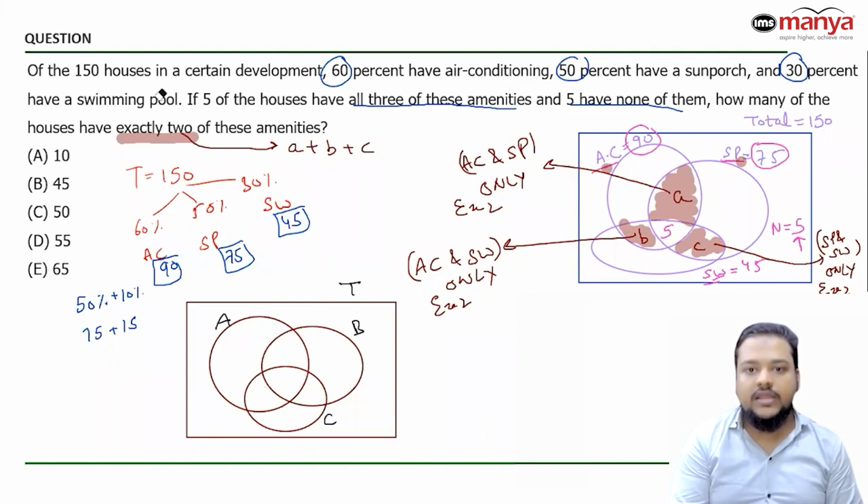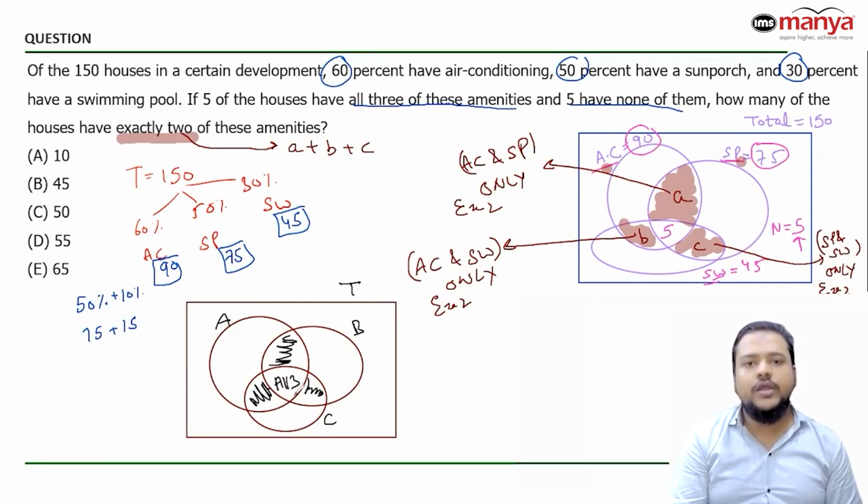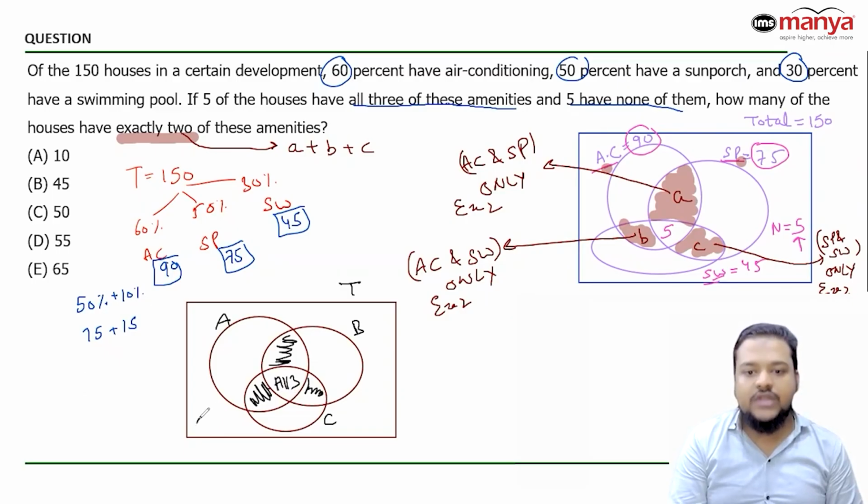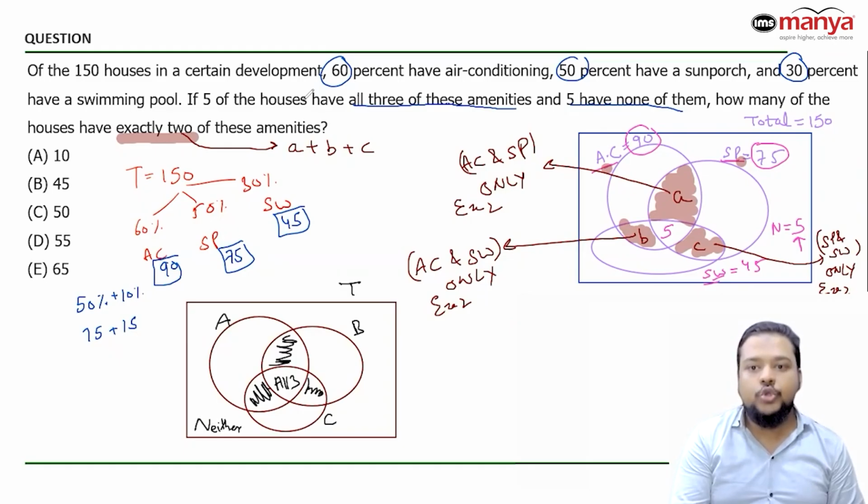Now let me quickly name the other parts also. These parts, if we add them, will be exactly 2. And this part in the middle is all three, or you can write exactly 3. And the part outside the circles, inside the rectangle, is neither. So now I will show you a formula: total minus neither equals A plus B plus C minus exactly 2 minus 2 times exactly 3, or you can write 2 times all 3 at the same time, 2 times of all 3.